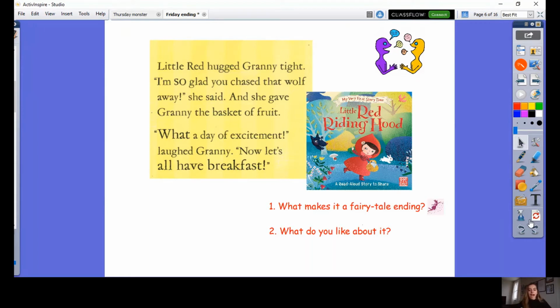Fantastic. So we have a happy ending. In the end, Little Red Riding Hood gets to have breakfast with her granny, and the wolf doesn't ruin that plan. So we've got a very happy ending there. And what do you like about this ending? Can you shout out what you do you like about it in 3, 2, 1? Fantastic.